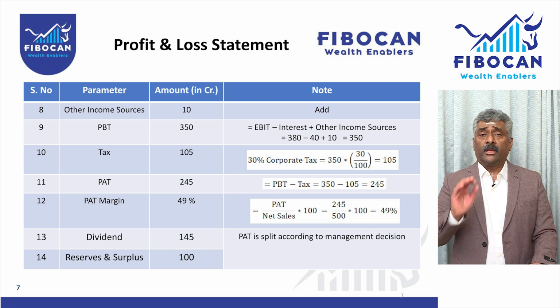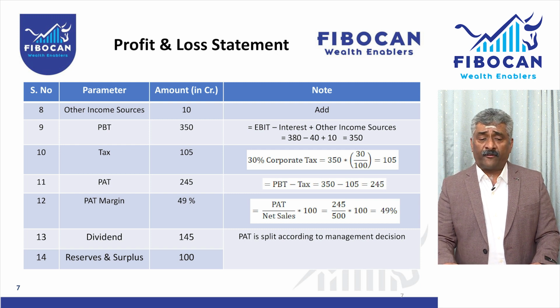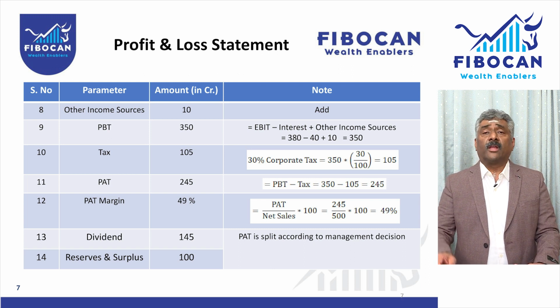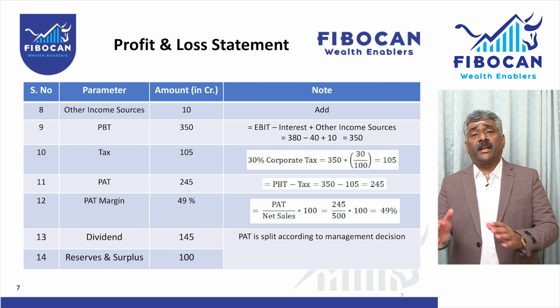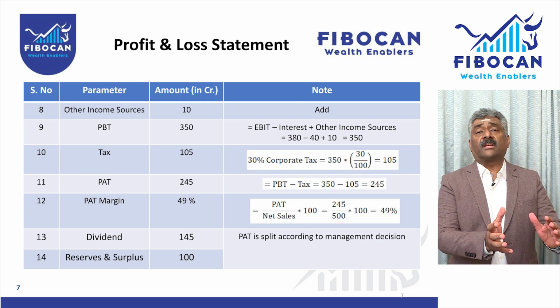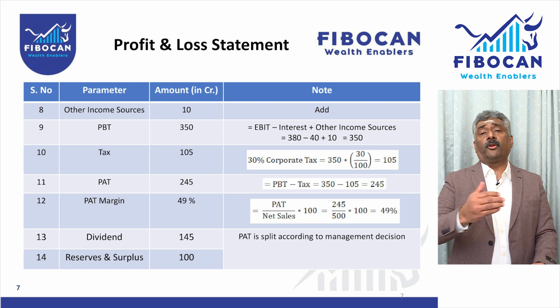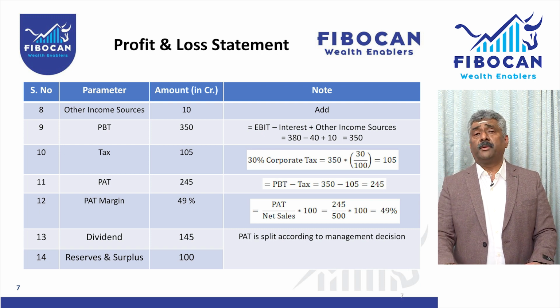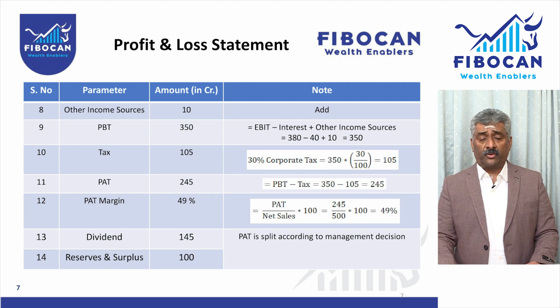So in this example, we have taken 145 crores as declared dividend, that is given to the shareholders. The balance amount, 100, is reserves and surplus. That means it is ploughed back into the business as additional capital contributed by the shareholders. So that is a typical profit and loss statement. I am sure you would have fully understood this.